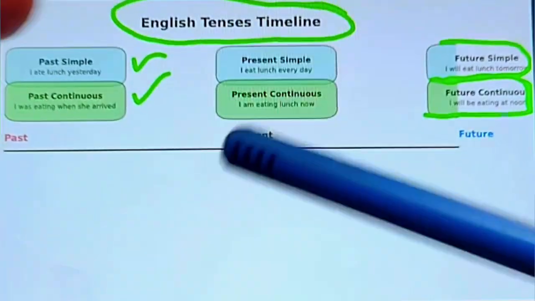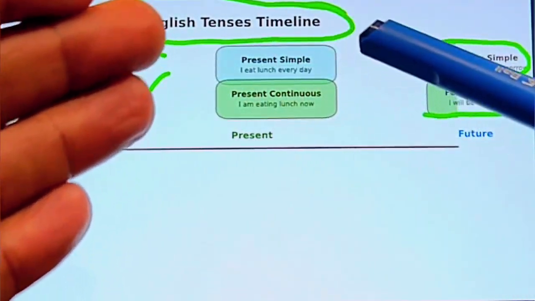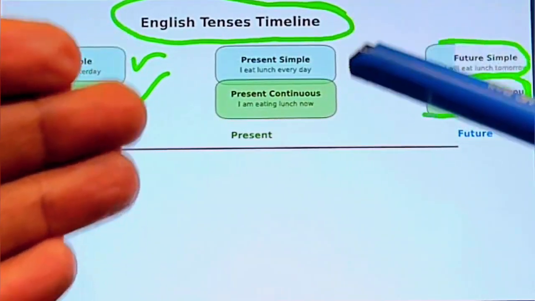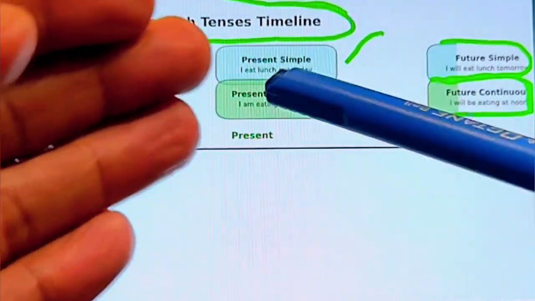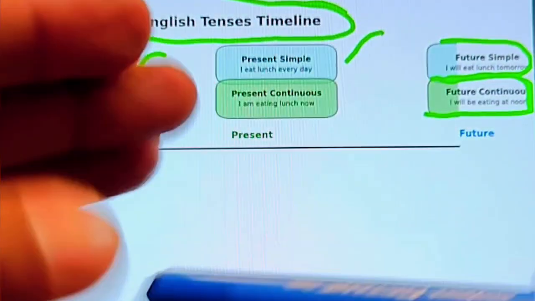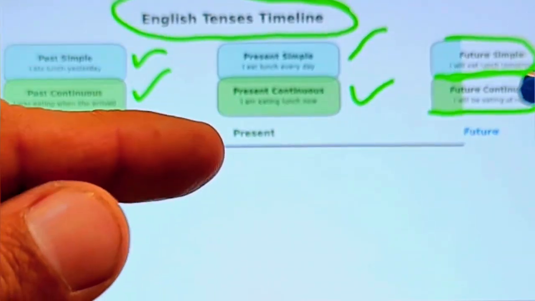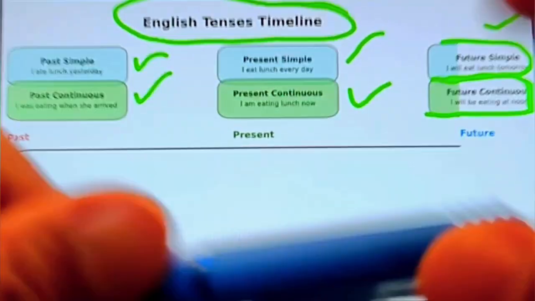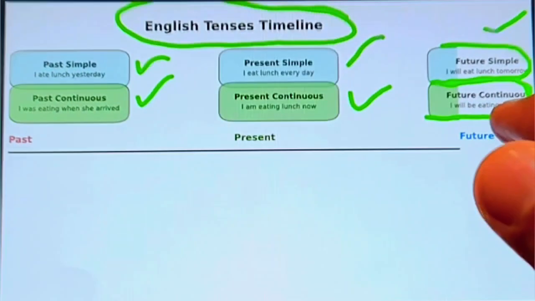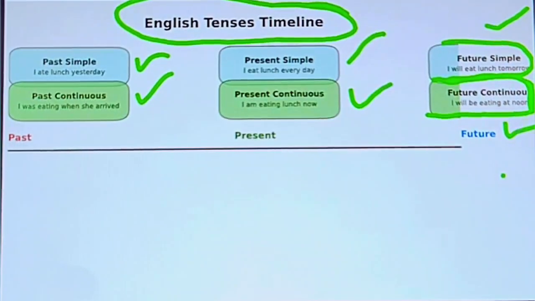And let's take an example from the middle, from the present tense. Present tense, simple present, I eat lunch every day. And another example, present continuous, I'm eating lunch now. And future is I will eat lunch tomorrow. This is the future simple tense. And future continuous, I will be eating at noon, tomorrow noon. So this one is for the future continuous.